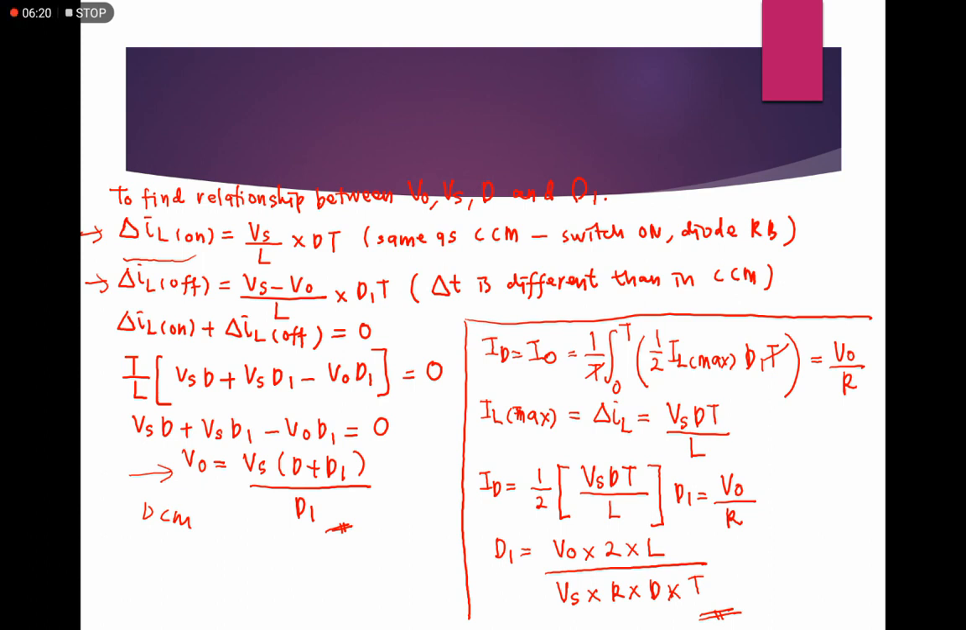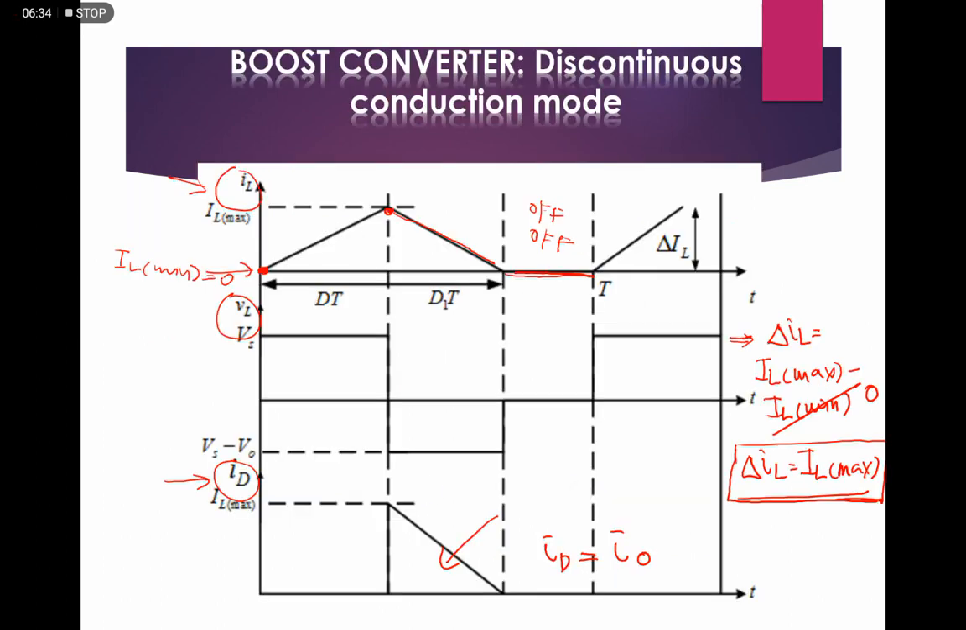So if we integrate with respect to one switching time, so 1 over T, integrating from 0 to T, this is half multiplied by IL max multiplied by D1T. If you refer back to this one here, we need to find this area under this curve over here. The area formula for a triangle is half multiplied by your height. Height in this case is IL max, and the width here will be D1T. See this one here.